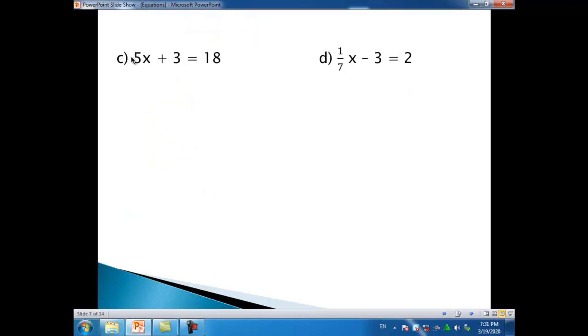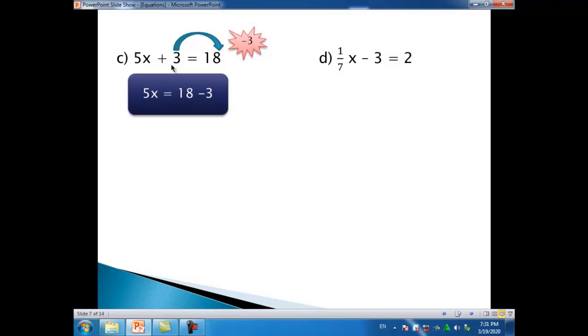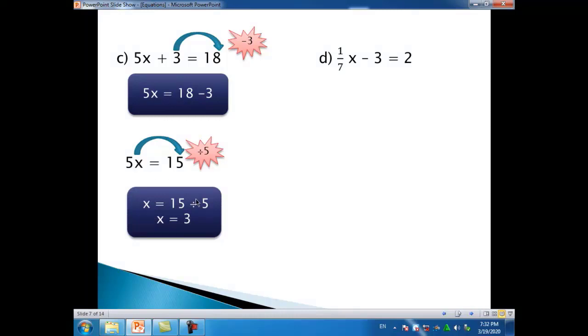Another equation in here. Letter C, 5x plus 3 equals 18. Now, start with, yes, 3, because it is addition. So, the number will go to the other side with minus 3. Then, 5x equals 18 minus 3. Yes, 5x now equals 15. The 5 will go to the other side with division for sure, because now we have a multiplication with the x. Now x will be 15 divided by 5, x equals 3.